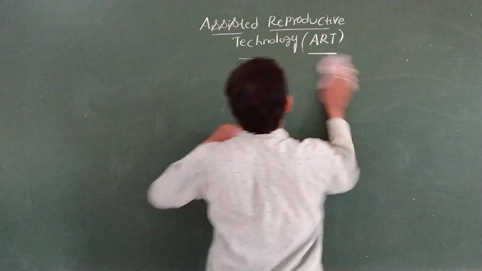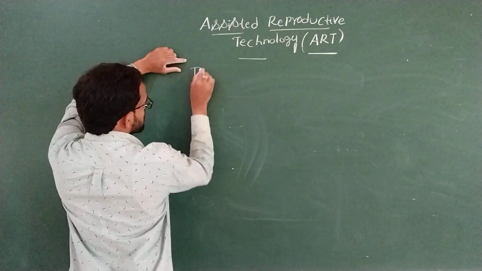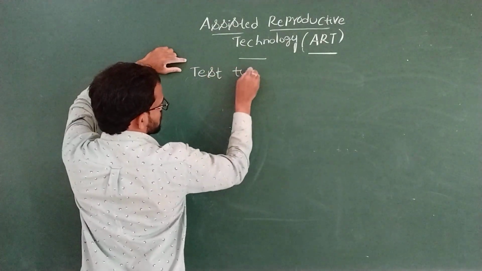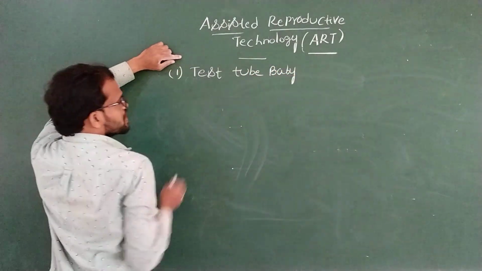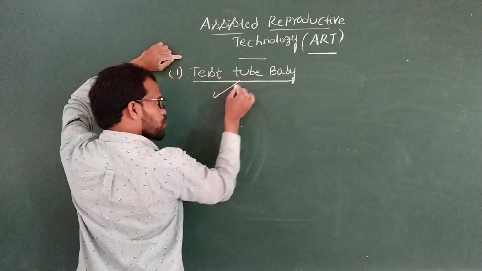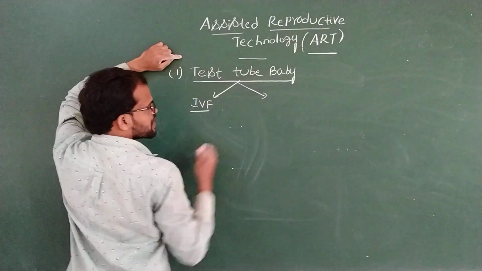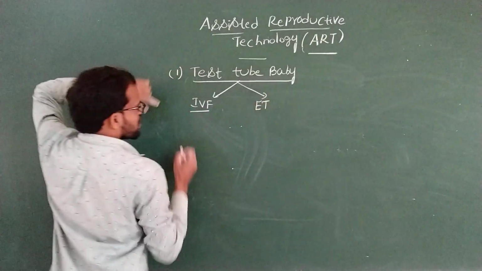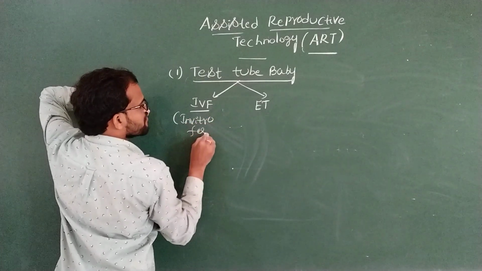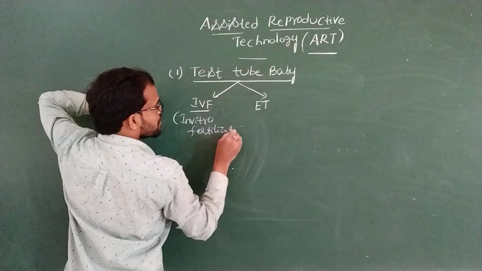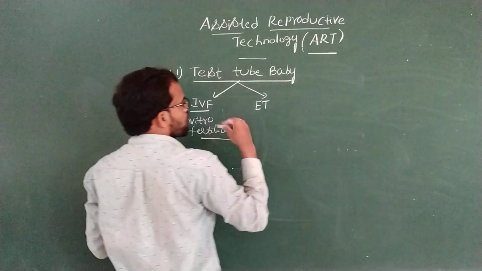What is the first technique? Test tube baby. In the test tube baby, what is the procedure? First they do IVF, and second, embryo transfer. IVF means in vitro fertilization. In vitro fertilization means the fertilization takes place outside the body, in a test tube.